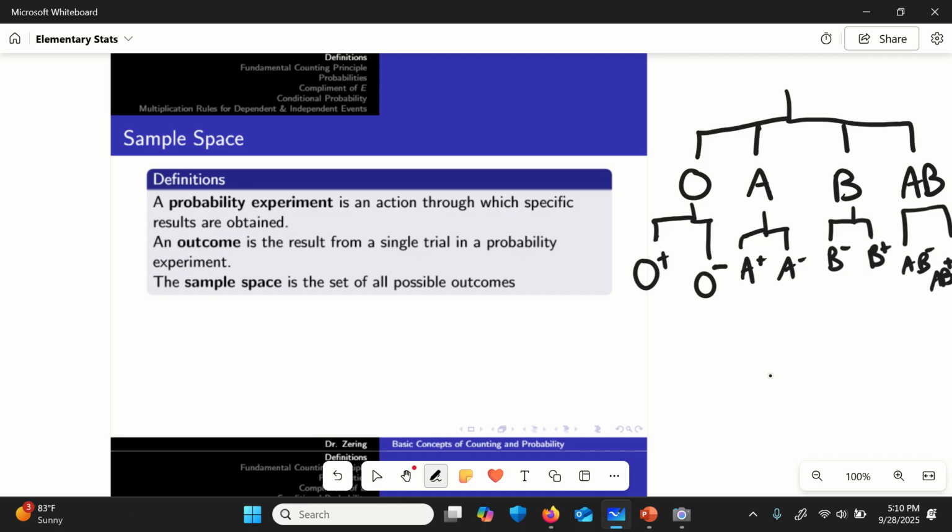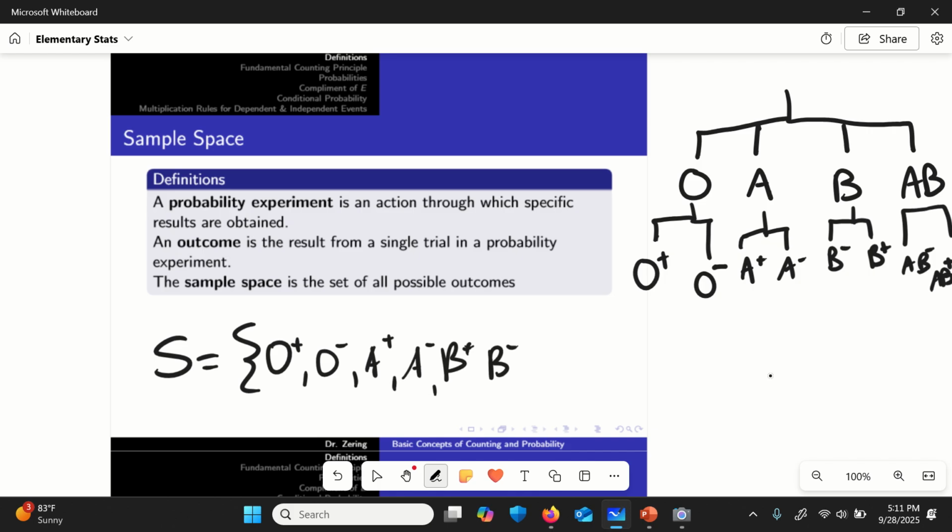So this sample space, this is all possible outcomes. If we were to randomly select people and look to see what type of blood they have, it would be one of these 8 types listed at the bottom. So this sample space is the set of blood types O positive, O negative, A positive, A negative, B positive, B negative, AB positive, and lastly AB negative. So there are 8 possible outcomes in our sample space if the probability experiment has to do with blood types.